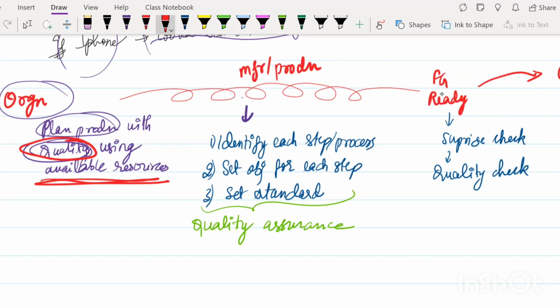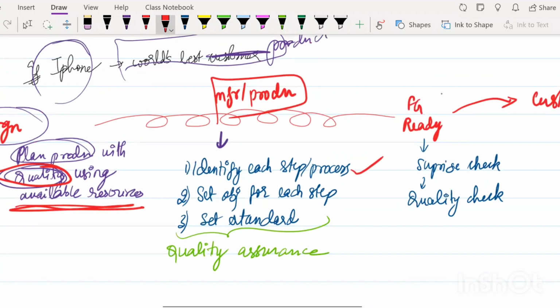Next, once the manufacturing and production is going on, in this manufacturing process they will identify each step or process. That means first they'll assemble everything: first they'll put on the screen, then they'll put on the battery. Like this, they'll identify each and every process, and they will also set objectives for each step, that this step must be able to achieve this. If there is a step where the color coating is happening for the iPhone, that is one of the steps which you have identified.